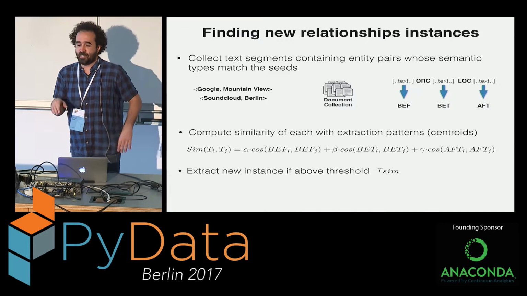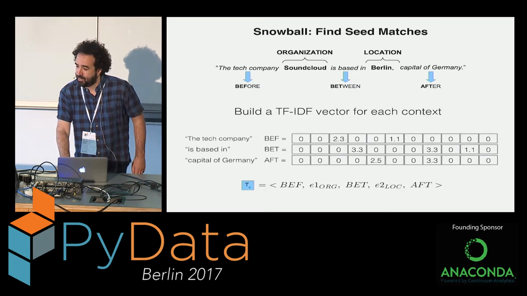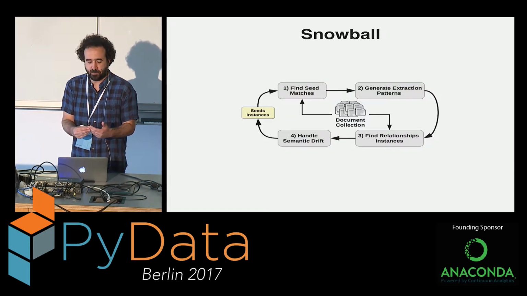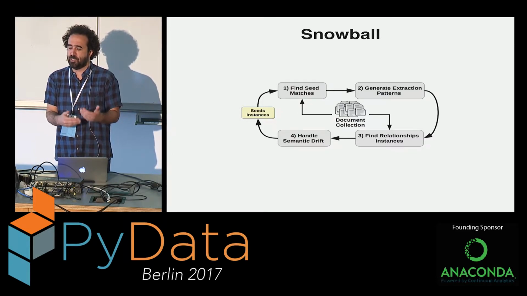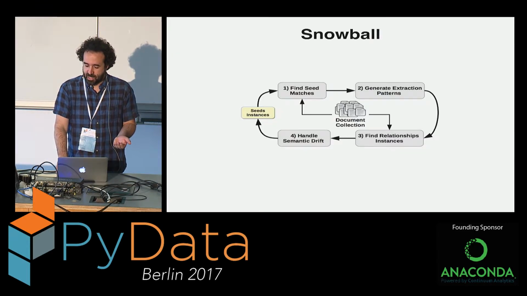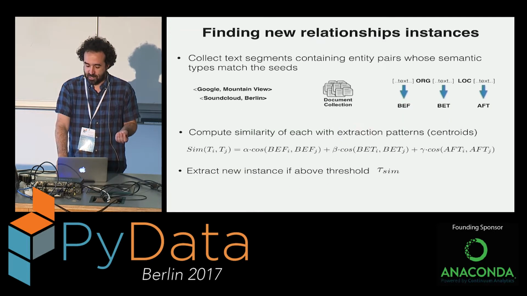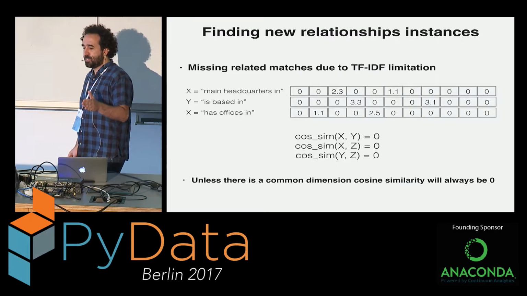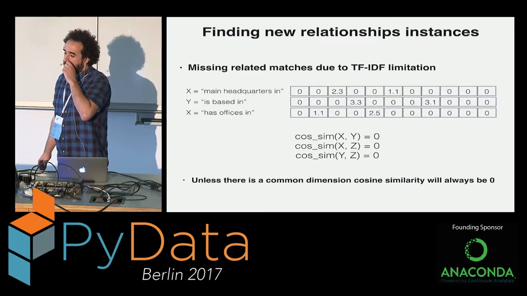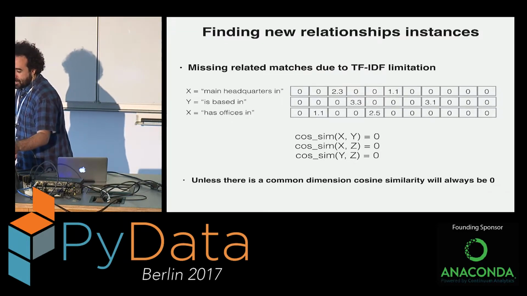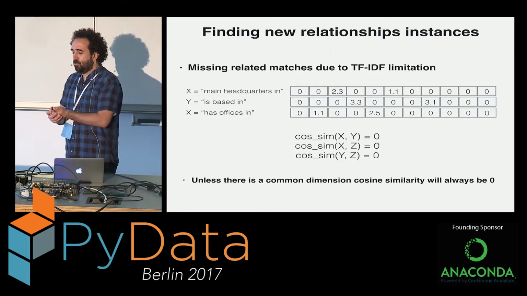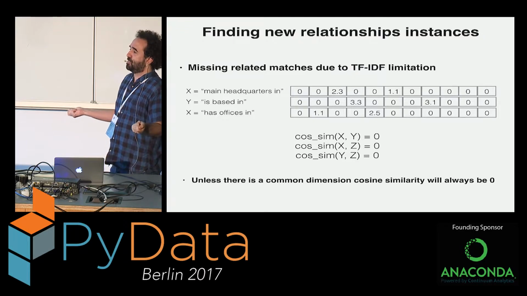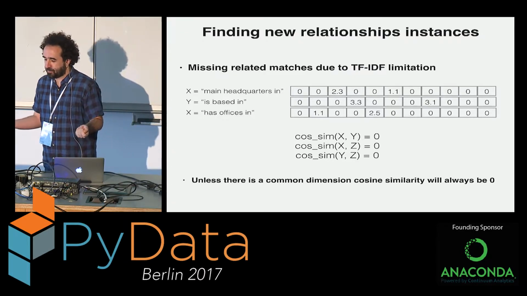And just thinking about these first 2 steps, finding seed matches and generating the extraction patterns, we are just doing cosine similarities between TF-IDF weighted vectors. And there's a big limitation in doing this, which is, imagine that we have these 3 vectors: main headquarters in, is based in, and has offices in. And let's assume that, for instance, in is a stop word, so you just take it out. If you try to do the cosine similarity between these vectors, it will always be 0 because they don't have any common words, any common dimensions. And this is the big limitation of the TF-IDF.